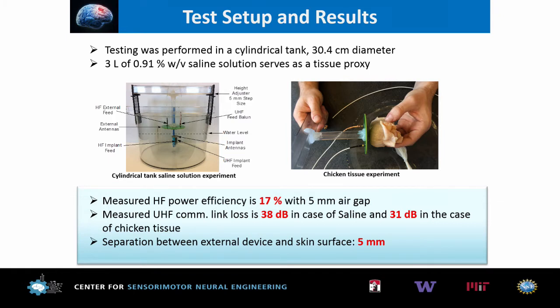And we found HF power efficiency to be 17%, which is sufficient to power up our UHF board. And UHF communication link loss from implant to external side, we found 7 dB higher in the case of saline as compared to chicken tissue. This is because saline has high loss tangent as compared to chicken, which means most of the field is going to be absorbed in the saline as compared to chicken or any other animal tissue. So if a system is working in saline, it means your system should work in animal tissue.